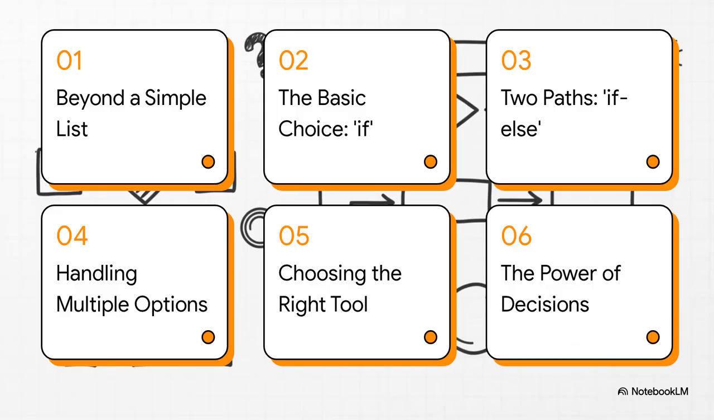So here's our game plan. We'll start with how a program normally runs, and then we'll introduce our very first decision-making tool, the if statement. From there, we're going to build up our skills, handling multiple paths and more complex choices, and figuring out which tool is the right one for the job. By the end, you'll see how these simple ideas are the foundation for some seriously smart software.